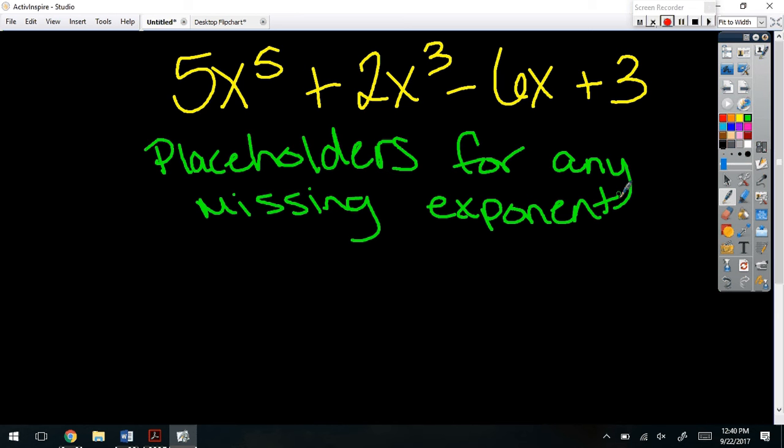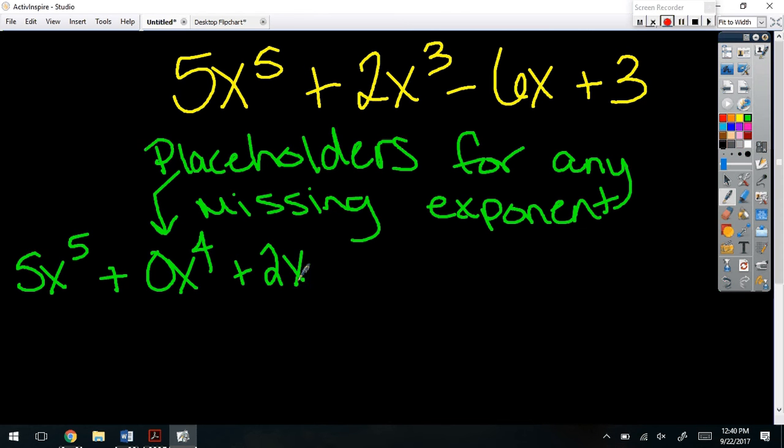Okay? So in other words, I've got 5, so what do I need? 4. Well, there's not a 4. So instead, I'm going to put plus 0x^4. That's a placeholder. I've got a 3. Uh-oh. Do you see that I'm missing a power of 2? Plus 0x^2. Minus 6x plus 3.